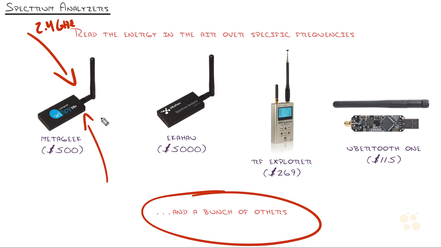MetaGeek is probably one of the more popular ones. They make this adapter called a Wi-Spy card, and it usually comes bundled with their Channelizer software. That's what I'm going to be showing you in just a second. Now, that little gem runs about $500.